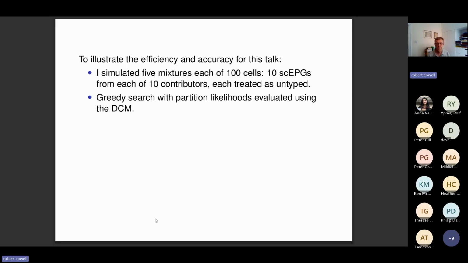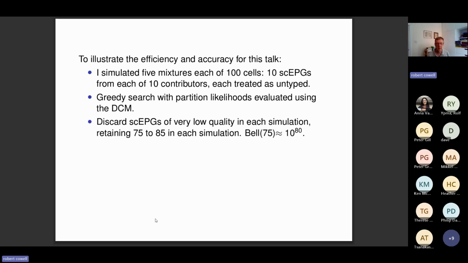I did a greedy search with partition likelihoods, which I evaluate using the discrete cell model of the previous arXiv paper I gave the details about. When doing the search, I mentioned there's a great deal of dropout, so I discard cells which have a high amount of dropout, so very low quality, they can't tell you too much. But that still meant that between 75 and 85 cells were retained in each simulation. The 75th Bell number is about 10 to the 80.